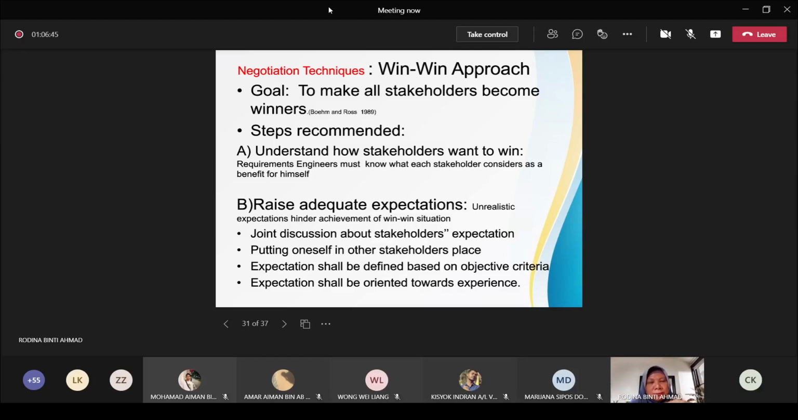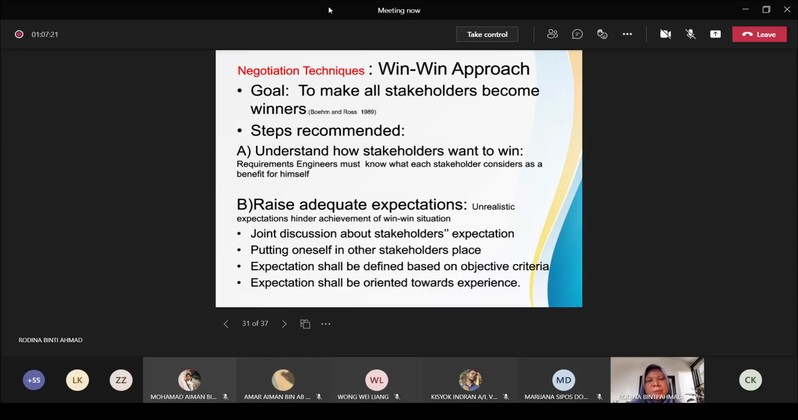In most cases when we're dealing with people, the stakeholders, the way that they look at it will be different. Maybe stakeholder A considers that they win by having benefit A, but maybe stakeholder B thinks that they will be winning if they have another benefit B. So the benefit can be different, the way that they look at things can be different. So it's the job of the requirements engineer to try to find out what each stakeholder considers as the benefit for himself.